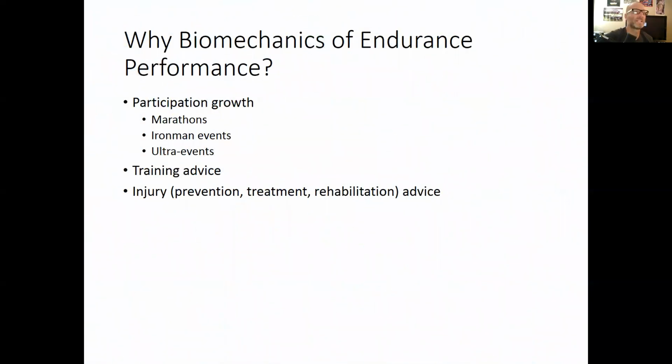Okay, so why biomechanics of endurance performance? Well, it's partly because that's my background. I enjoy it. That's what got me involved with kinesiology, but also because there's a huge amount of growth in endurance events, from marathons, Ironman events, ultra events. Lots of people are participating in endurance performance.